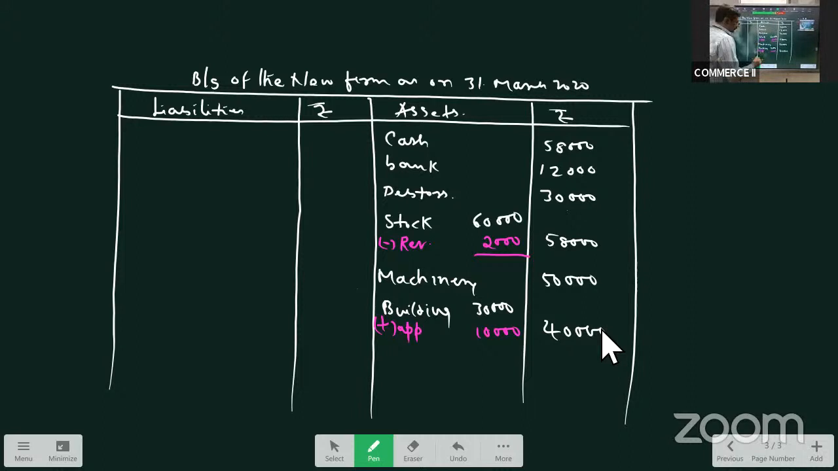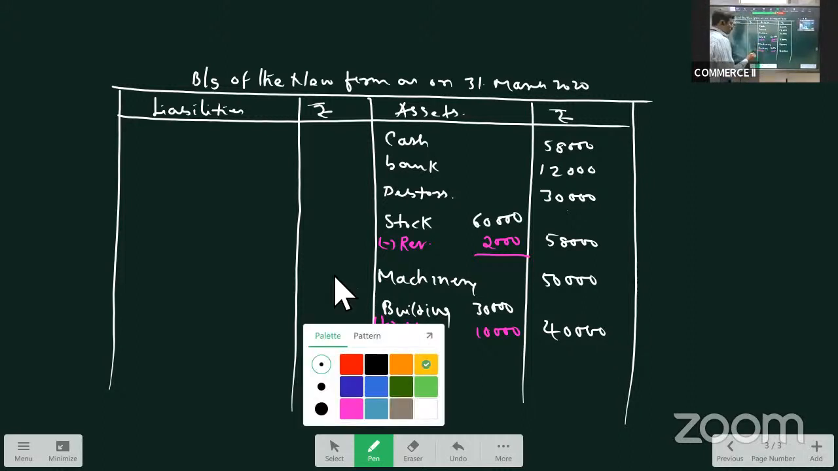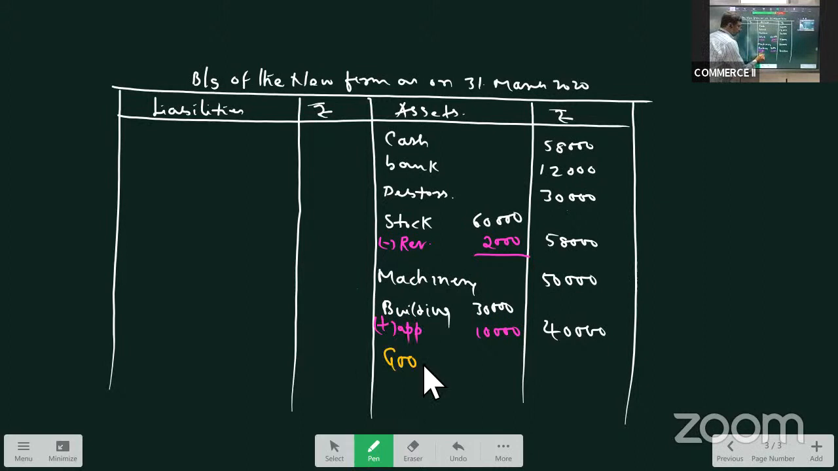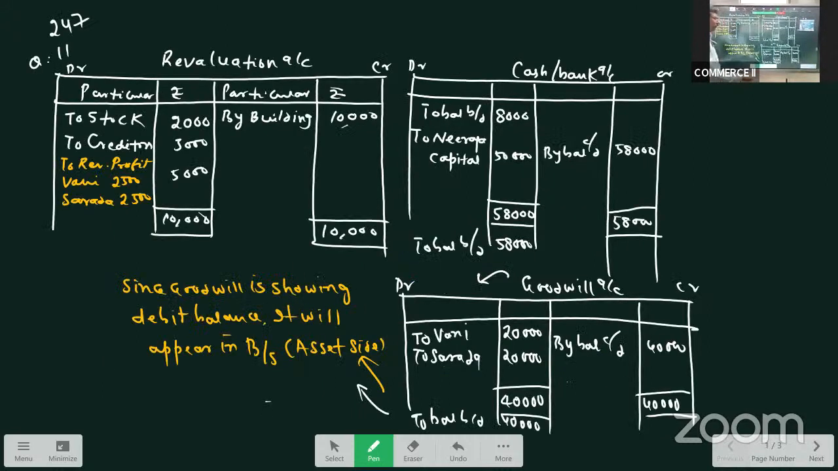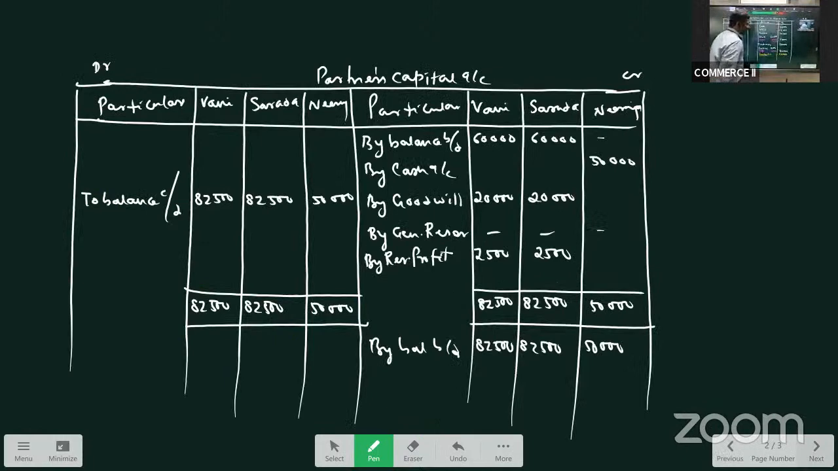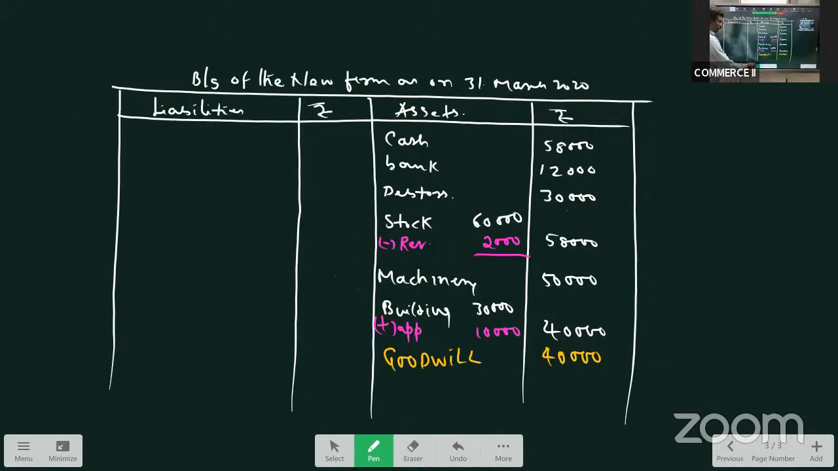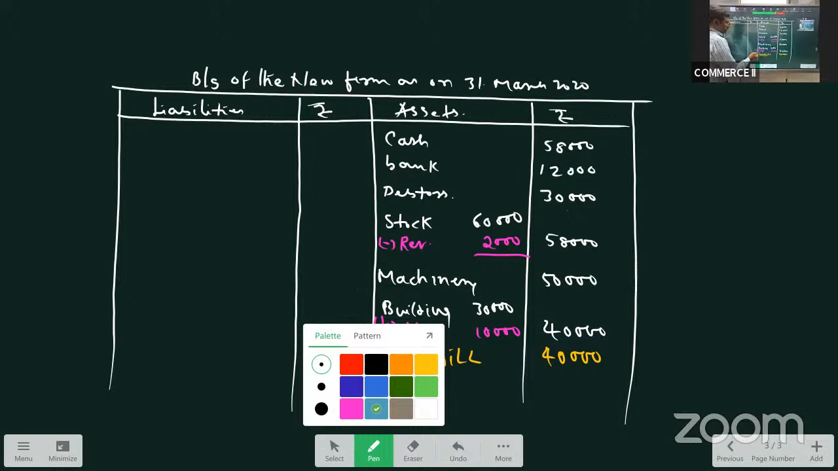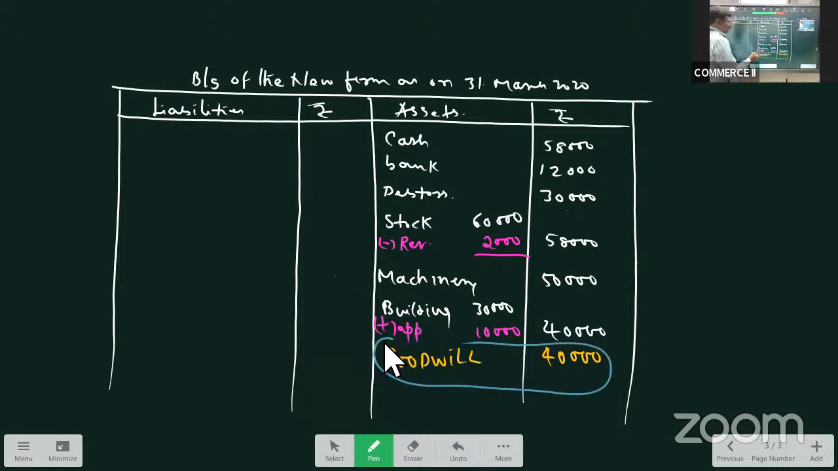Okay. Anything else? Very, very important thing you should write here. One, that is goodwill. How much? 40,000. Sir, why are we writing goodwill here? I told you, when we prepared the goodwill account, it was showing debit balance. Since goodwill is showing debit balance, it will appear in the balance sheet on the asset side. So remember, whenever goodwill is valued, this method is given. Goodwill has to be shown on the asset side. Goodwill balance, total amount, goodwill of the firm is to be shown on the asset side.